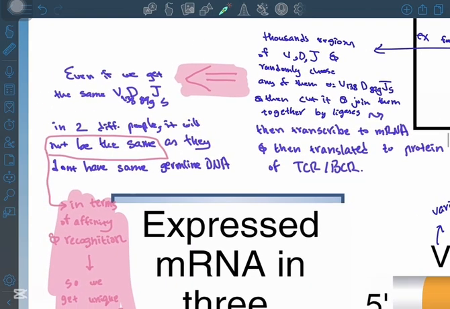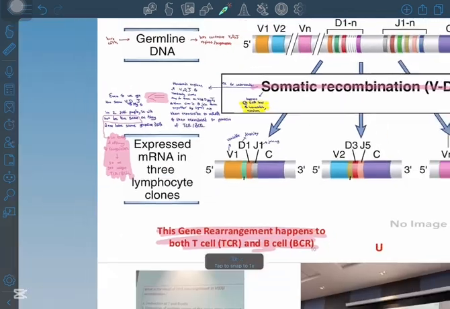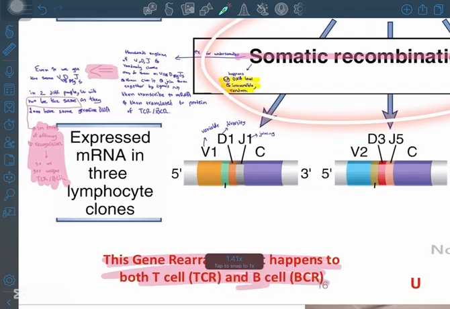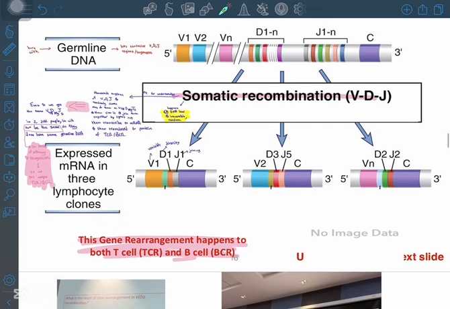So what do I benefit from this? For example, say I have 2 different people, but both of them have the same VDJ rearrangement. Are they going to be the same? No. Why? Because they have different germline DNA. But what is the benefit of somatic recombination in general? It is that I can have unique TCR and BCR, so we're talking in terms of the affinity of the receptor itself and its recognition of other antigens. And I want you to know that this gene rearrangement happens in both T cells and B cells.